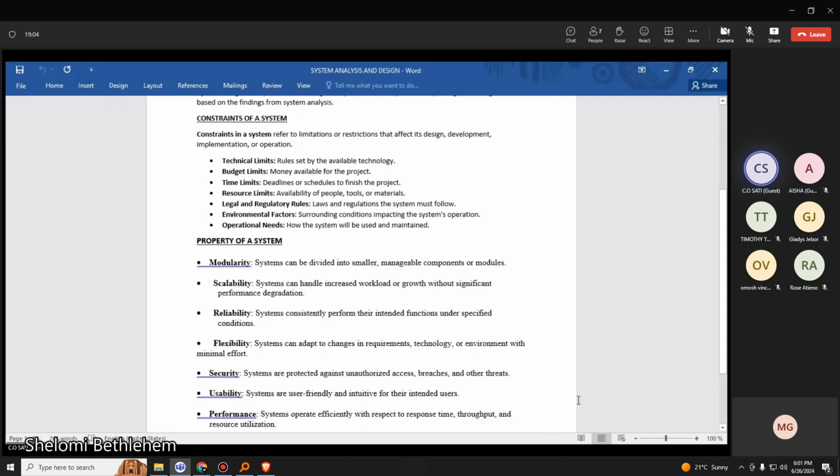Another one, we have got scalability, and allow me to ask Vincent Omondi to give us an explanation under scalability as a property of a system. Yes, Vincent.